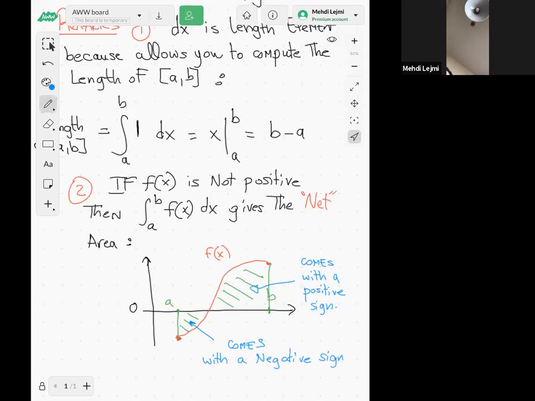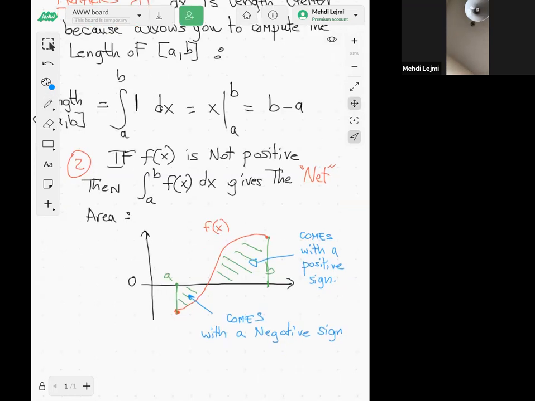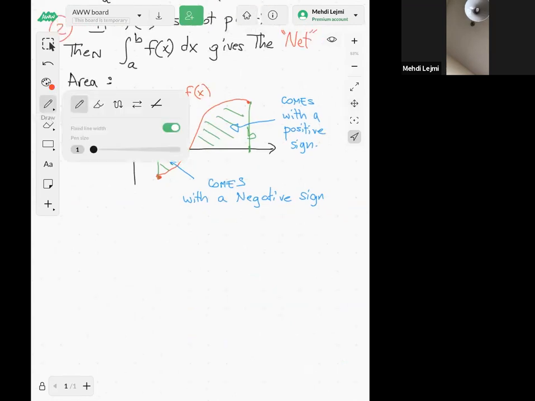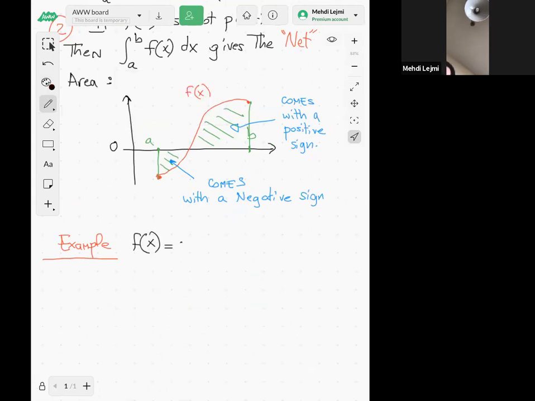So I'm going to do a couple of examples to show you that this Riemann sum really works. Example. Let's say you have the function f of x equal to x, and let's say you have the interval AB equal to the interval 1, 2.